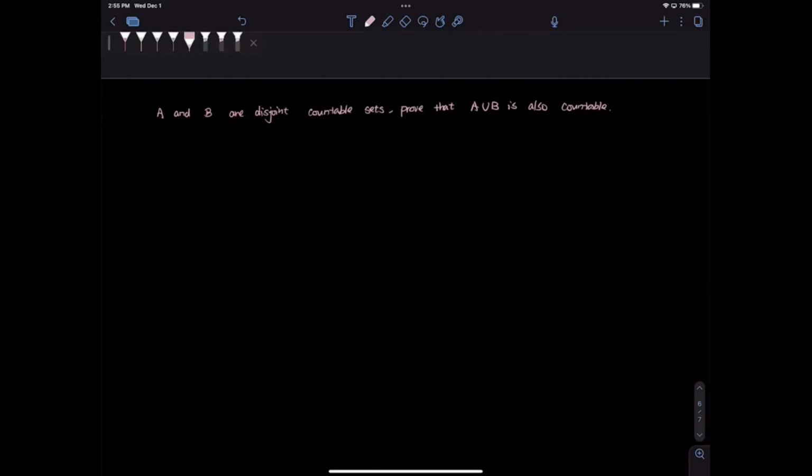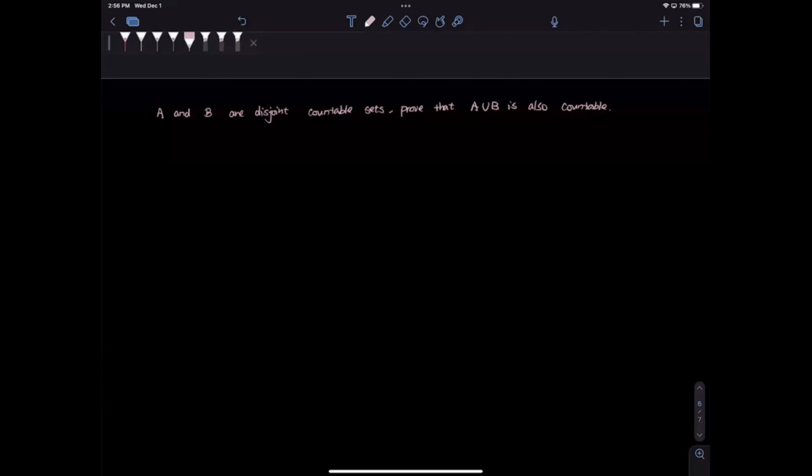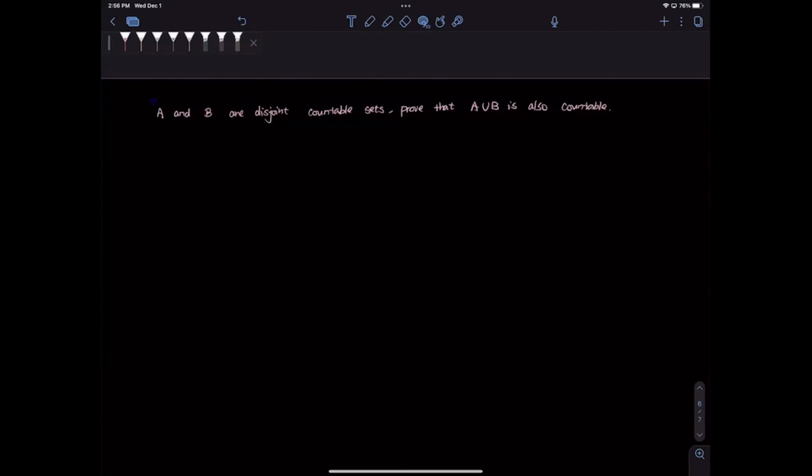Oh, I think it says A and B are disjoint countable sets. Prove that A union B is also countable. Right? Is this the question? Yeah, I did this in office hours. I didn't do it in tutorial, but I did it in office hours. I do not like their solution because it's really hard to understand, to be honest. So basically the idea is the following.